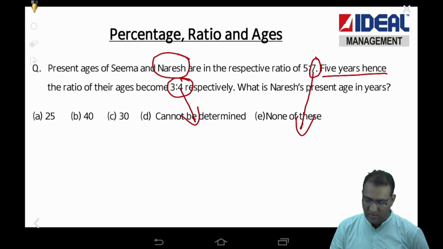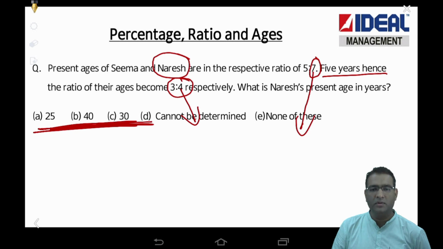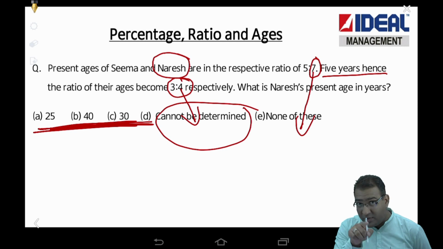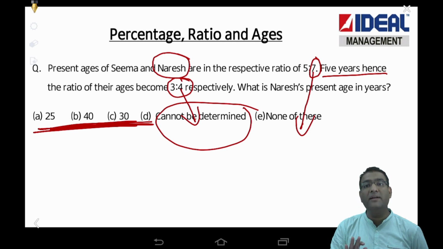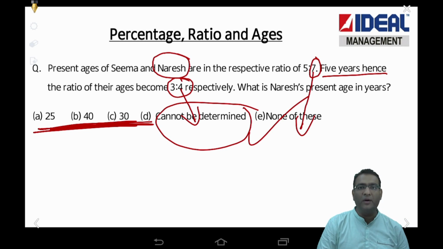Let's look at our options now. None of these numbers is in 7 ka table. And cannot be determined, cannot be the answer. Why? Because we just formed the equation, so we know we can determine. The answer is none of these. It's easy to find out, right?